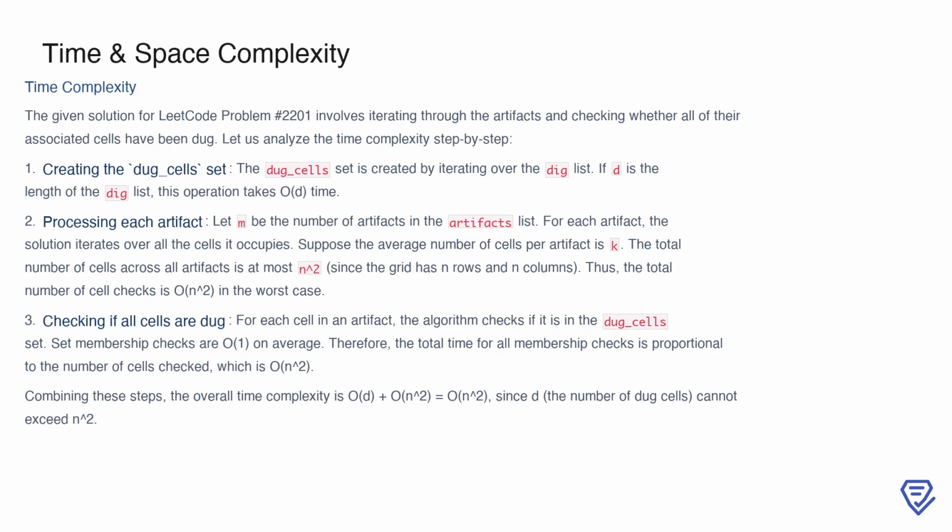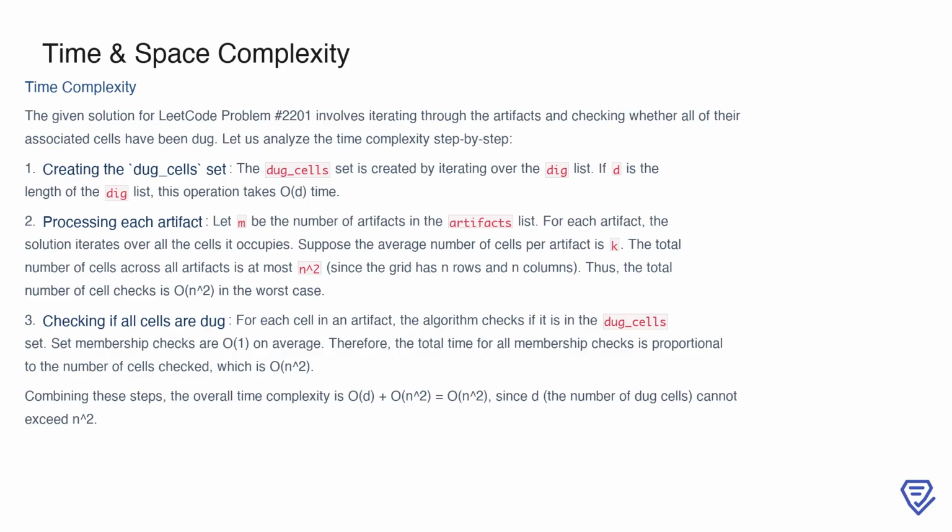In this problem, we aim to determine the time complexity of the solution by breaking it down into its fundamental steps. First, we create the dug_cell set, which involves iterating over the dig list. If there are d dug cells, this operation takes O(d) time. Next, we process each artifact, where m represents the number of artifacts in the list. For each artifact, we iterate over all the cells it occupies. If the average number of cells per artifact is k, and the total number of cells across all artifacts does not exceed the grid size of n², then the total number of cell checks in the worst case is n².